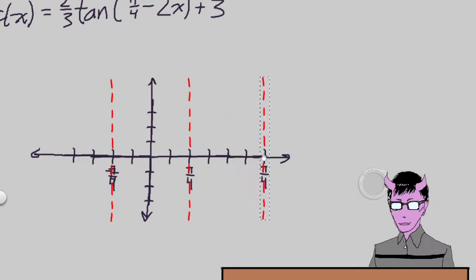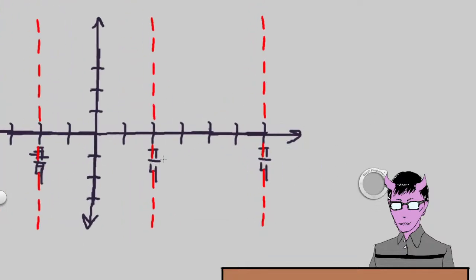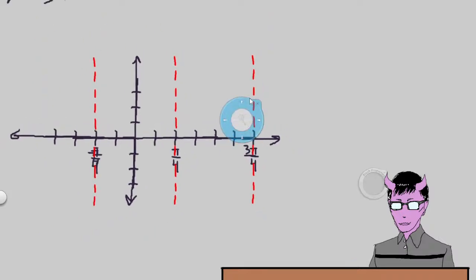Oh, I copied the pi over 4. Whoops. Well, pretend that's not a pi over 4. You know what? I got to change it. So we're adding pi over 2. So that's going to be 3 pi over 4. There we go.